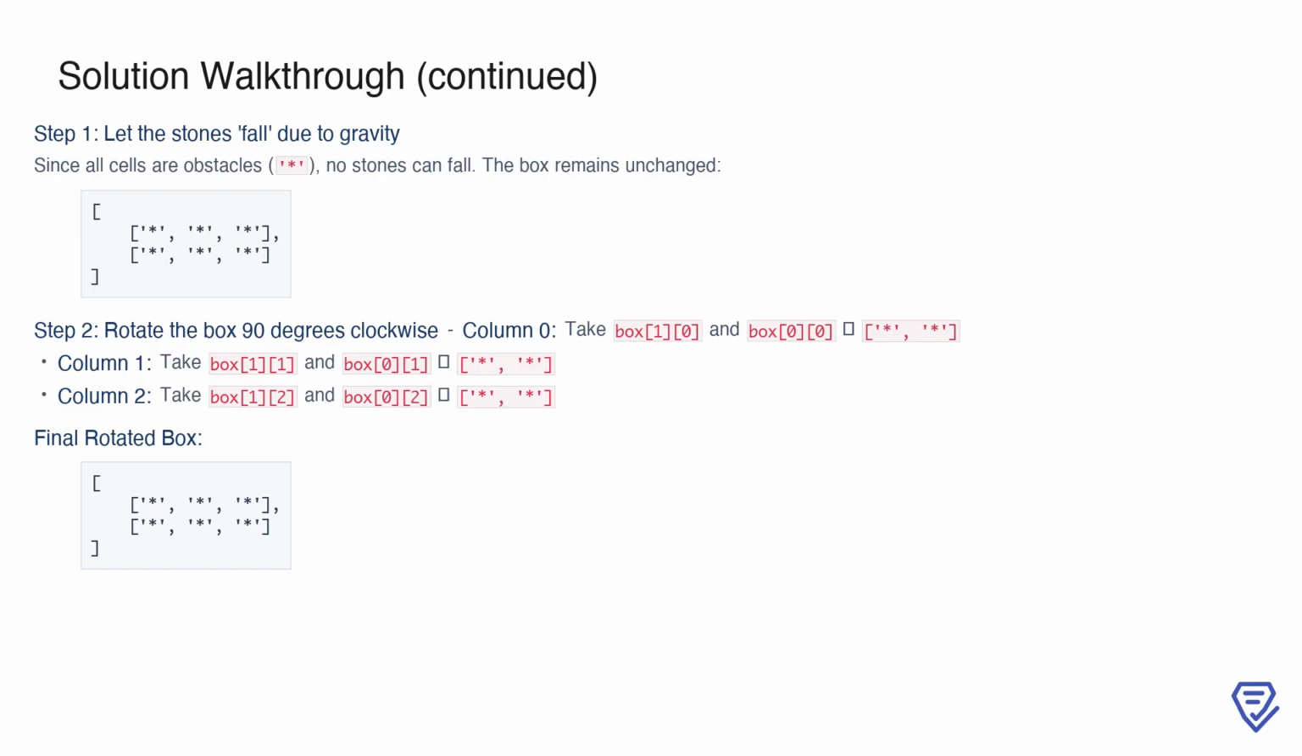This example demonstrates that when there are no stones in the input, the box remains unaffected during the gravity simulation, and the rotation simply rearranges the obstacles into their new orientation. This concludes the solution walkthrough for the problem.